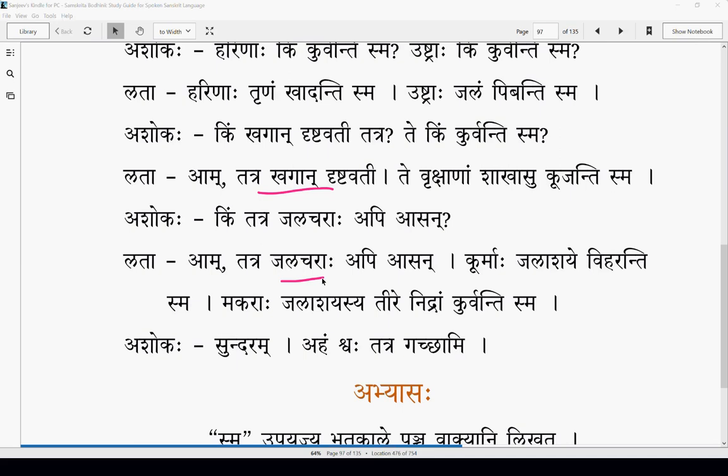Then makaraha jalashayasya tire nidram kurvanti sma. Makaraha is crocodile. Jalashayasya tire. Tiraha is a bank, on the banks of the pond. Nidram kurvanti sma. They were sleeping.